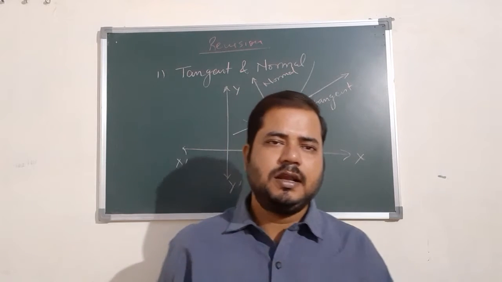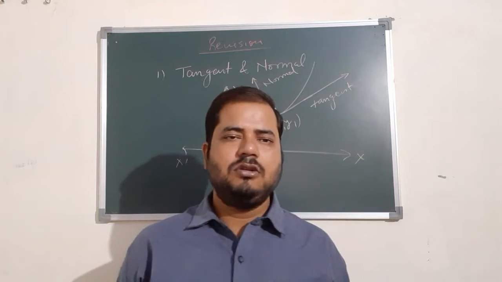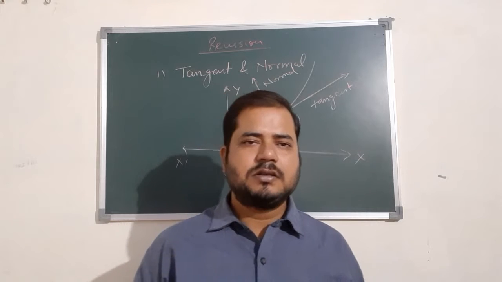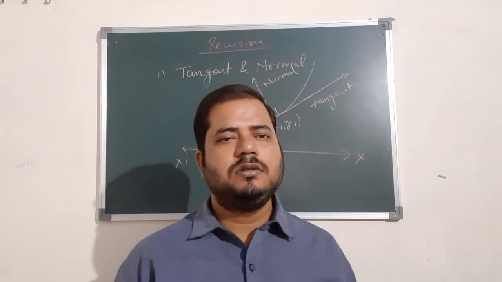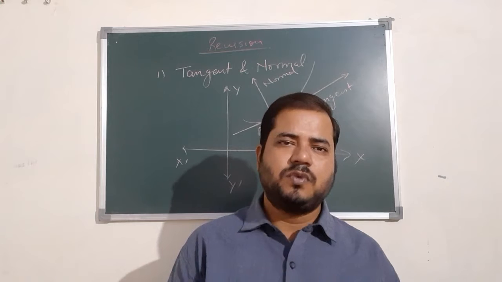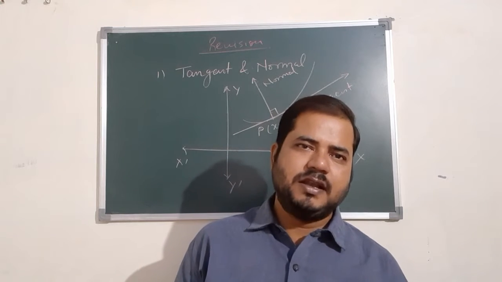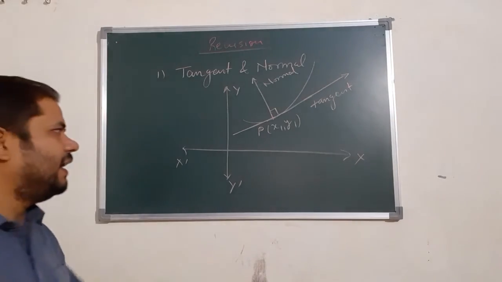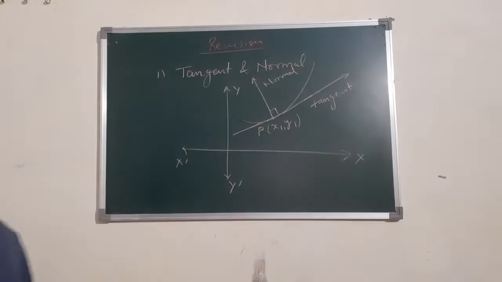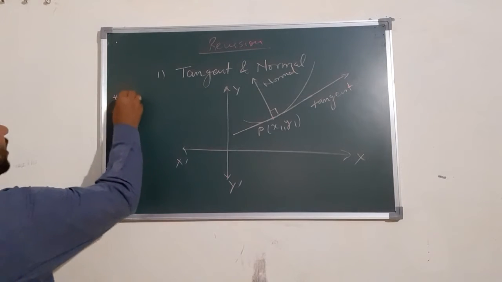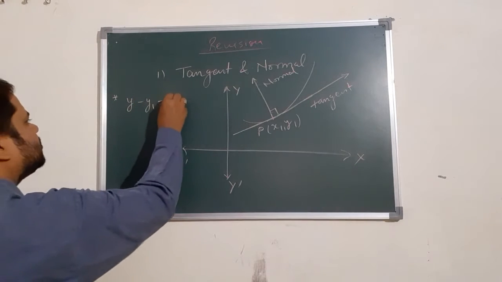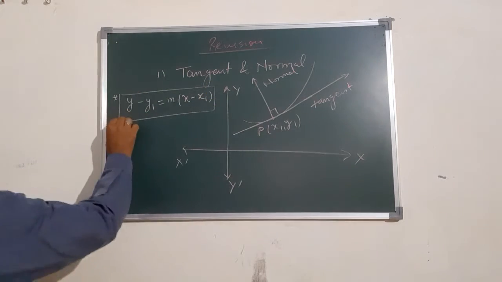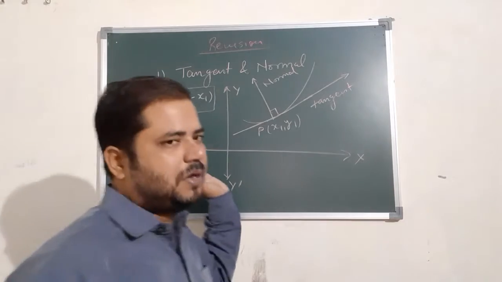Whatever was studied in class 11 in straight lines, you have to revise: what is the equation of a line passing through one point. You know very well, this is y minus y1 equals m times (x minus x1). Here m is dy by dx at (x1, y1). M is the slope of the line. This is the equation of a line passing through one point.